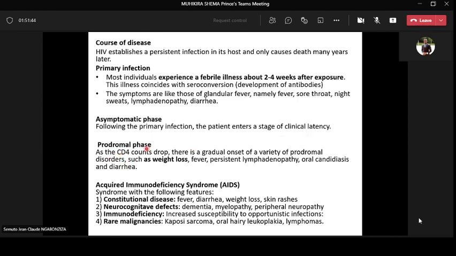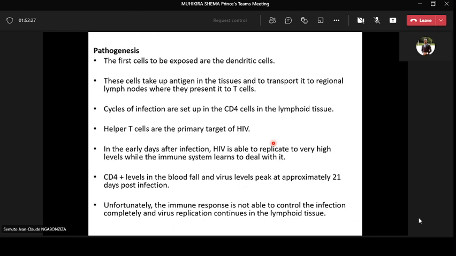Then the prodromal phase: as the CD4 count drops, there is gradual onset of a variety of prodromal disorders such as weight loss, fever, persistent lymphadenopathy, oral candidiasis, and diarrhea. Then there is the AIDS phase. In it we have 4 categories: constitutional disease, neurocognitive defect, immunodeficiency, and sometimes malignancy that may be associated.